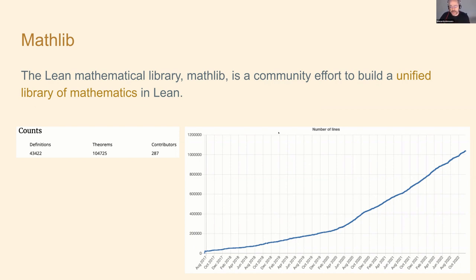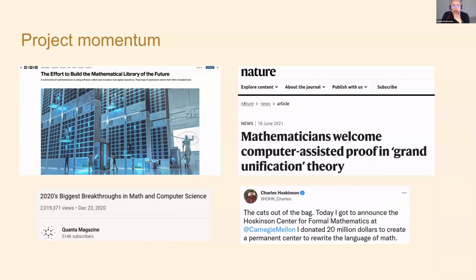It was a big surprise. When we started Lean, we never imagined that one day we would have a library like that. And the project has momentum now. We had articles in many popular science magazines talking about Lean, like in Wired. I have here one of these articles in Wired magazine. Lean also shows up in Quanta. In 2020 and 2021, it was selected as one of the biggest breakthroughs in math and computer science.